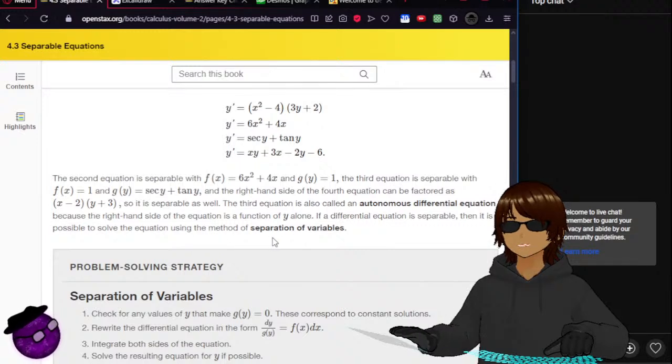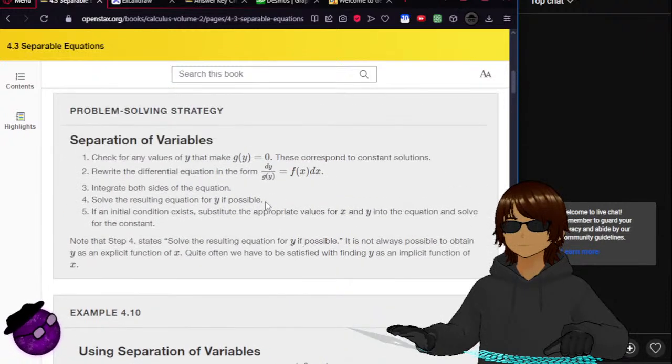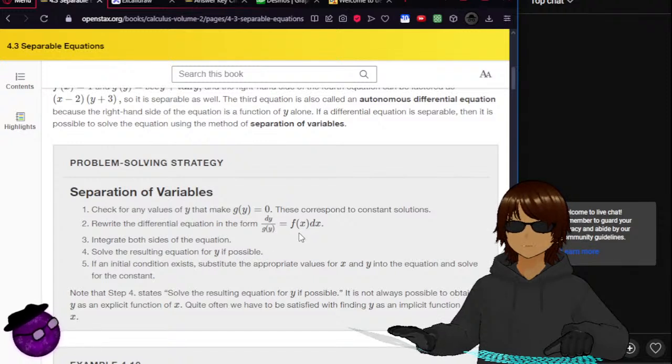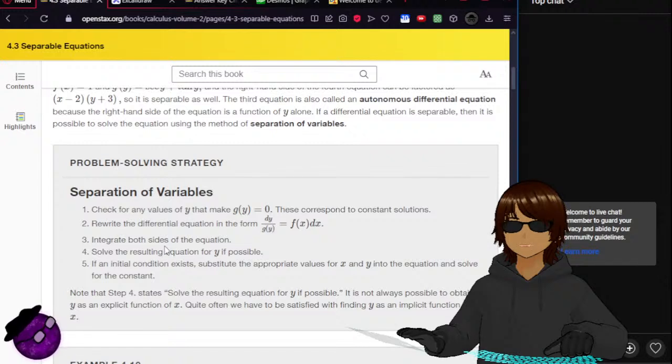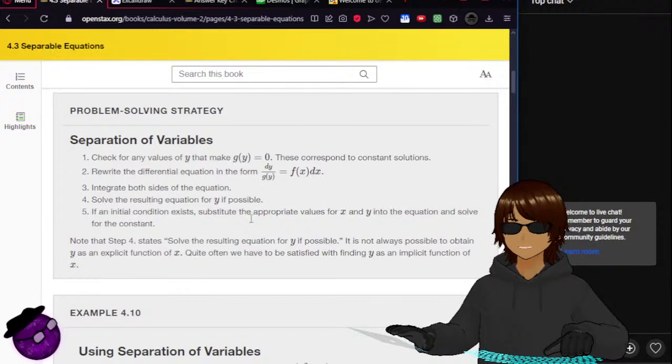If the differential equation is separable, then it is possible to solve the equation using the method of separation of variables. Check for any value of y that makes g of y equal to 0. These correspond to constant solutions. Rewrite the differential equation in the form dy over g of y is equal to f of x times dx. Integrate both sides of the equation. Solve the resulting equation for y if possible. If the initial condition exists, substitute the appropriate values for x and y into the equation and solve for the constant.